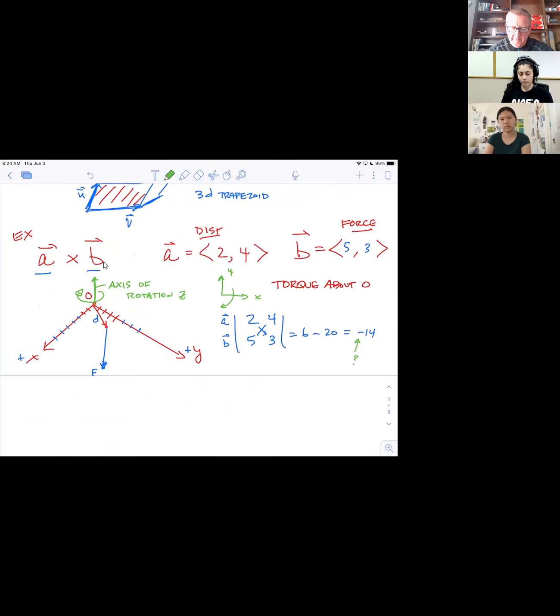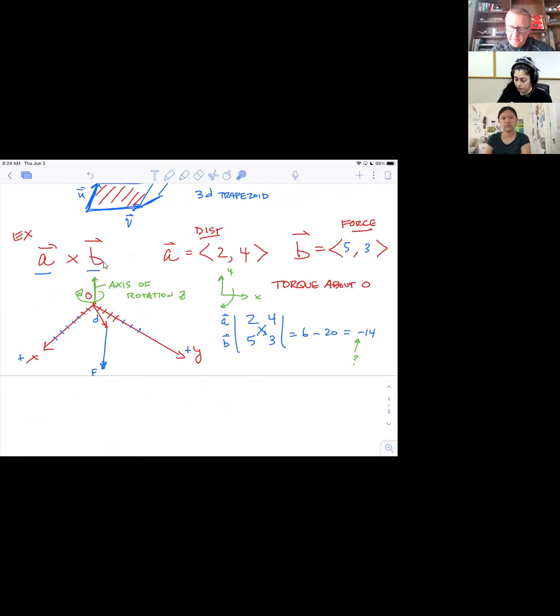So this force F, which has a magnitude, I guess we could figure that out, of 25 plus 9, 34, a magnitude of the square root of 34. So that's like 6 pounds, if you will, of force, roughly.